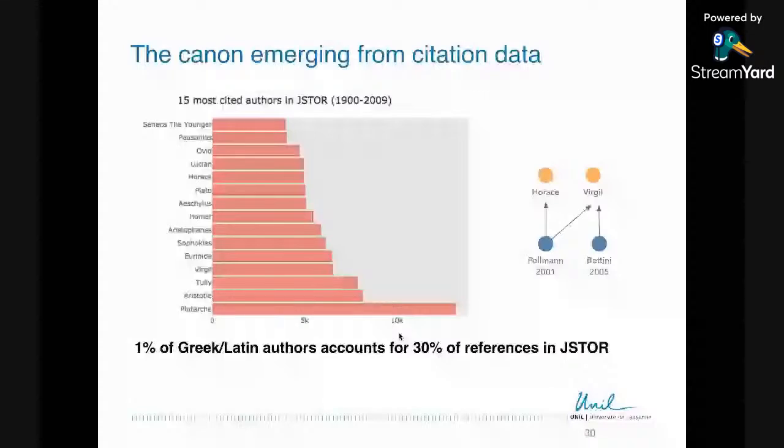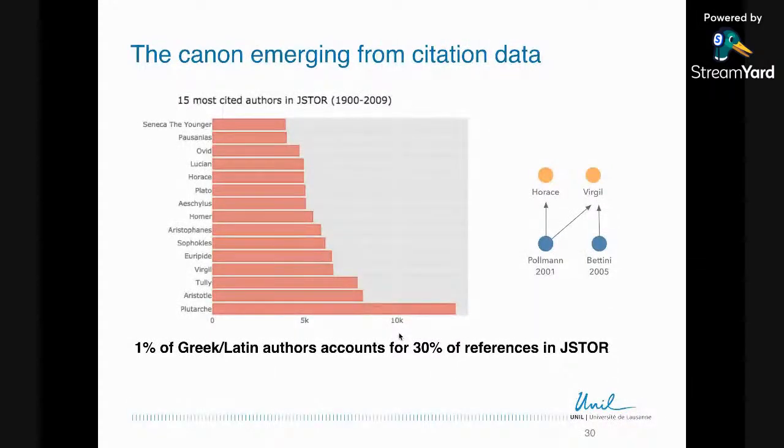So what I found out was that basically 1% of the Greek and Latin authors accounts for 30% of all references in JSTOR. And here, to do this type of analysis, I'm abstracting away from a reference to a specific passage, and I am abstracting it to its author. So if, let's say, there is a citation to a certain passage of the Aeneid, I will count it as a citation to Virgil. That allows me to then create a network on which you can do this type of counting.